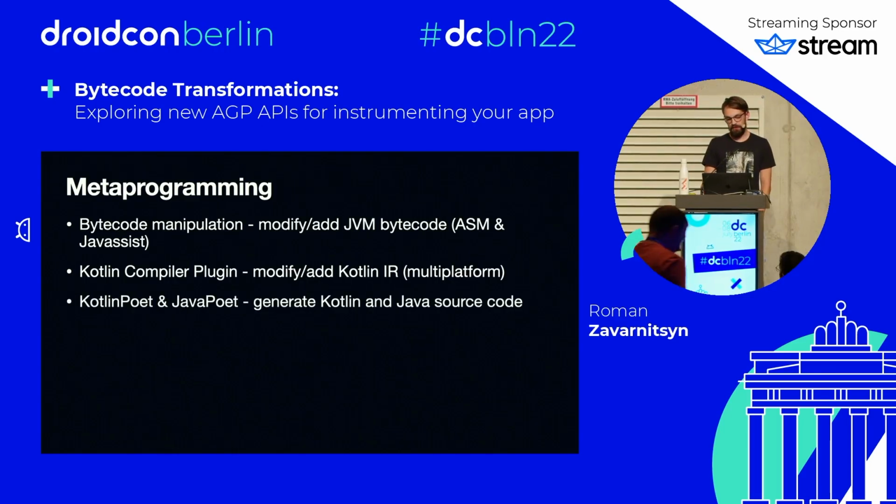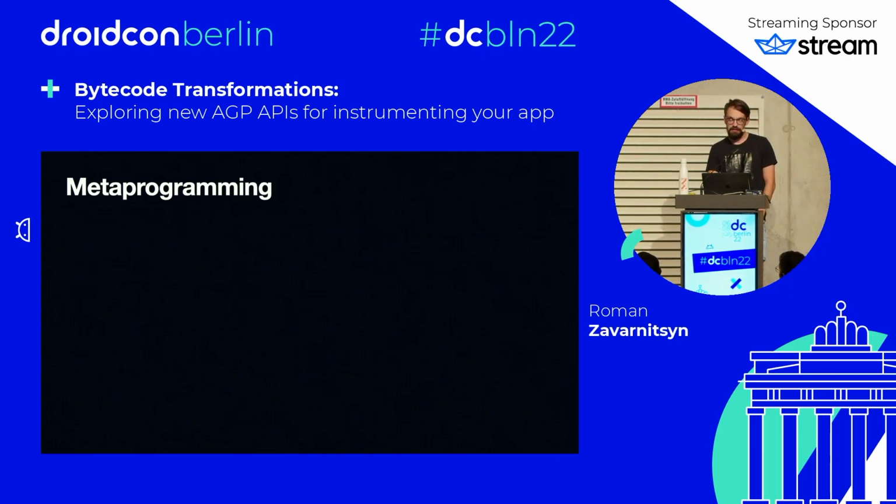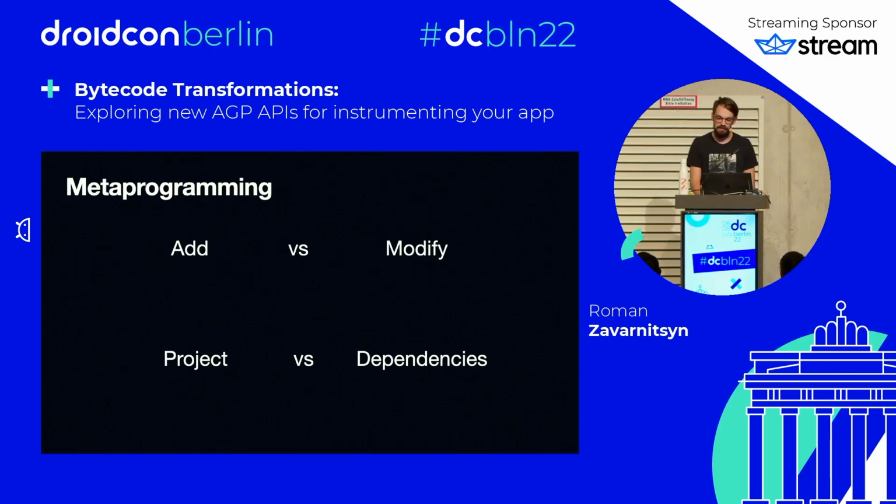Another one can be Kotlin or Java Poet. It allows to generate Kotlin and Java source code. And the last one is the brand new KSP, which allows to generate Kotlin symbols and also works for Kotlin multiplatform. I tried to put four main areas that we need to look at. So whether the metaprogramming approach allows us to add new sources versus modifying them, and whether it works for project-only sources or whether it works also for dependencies.